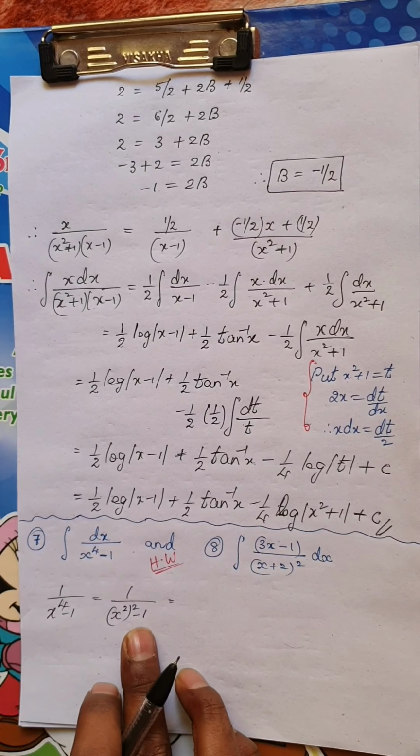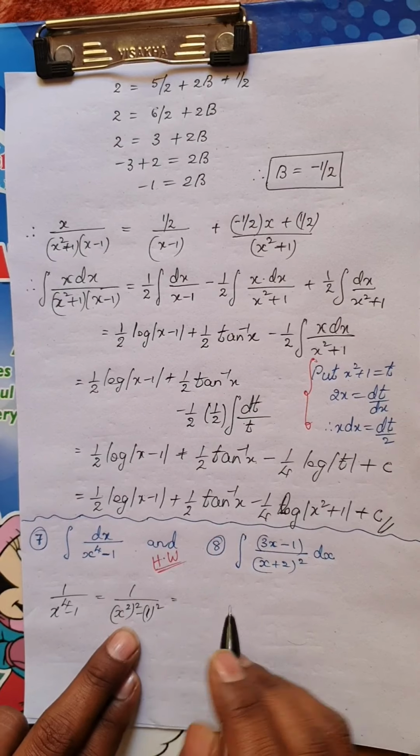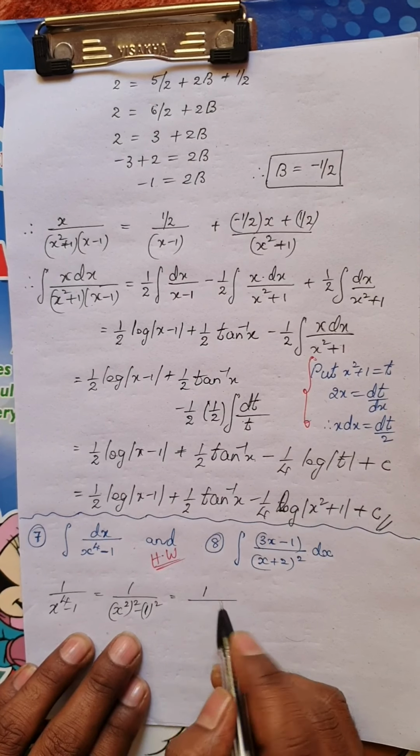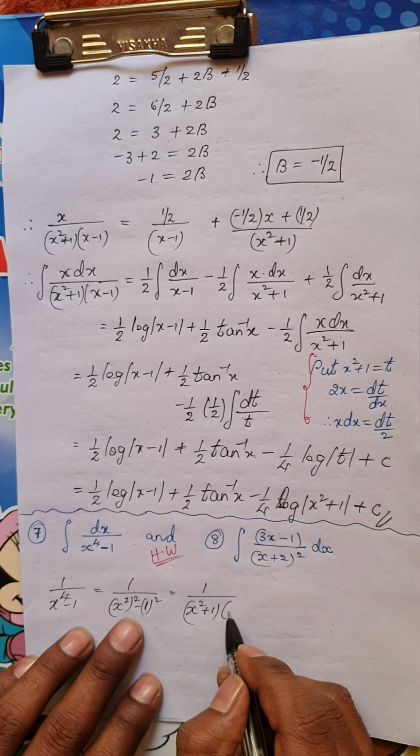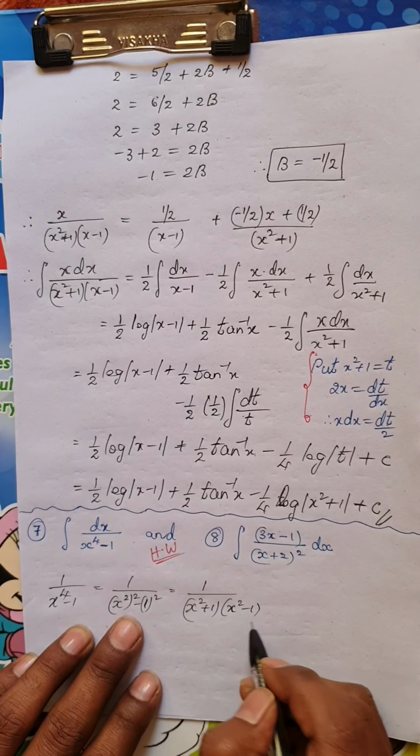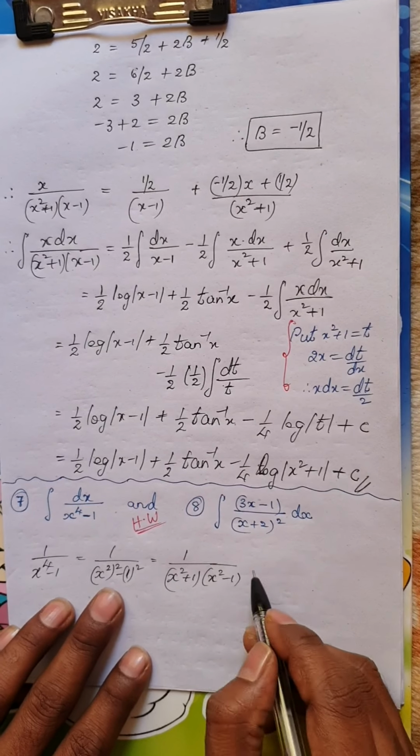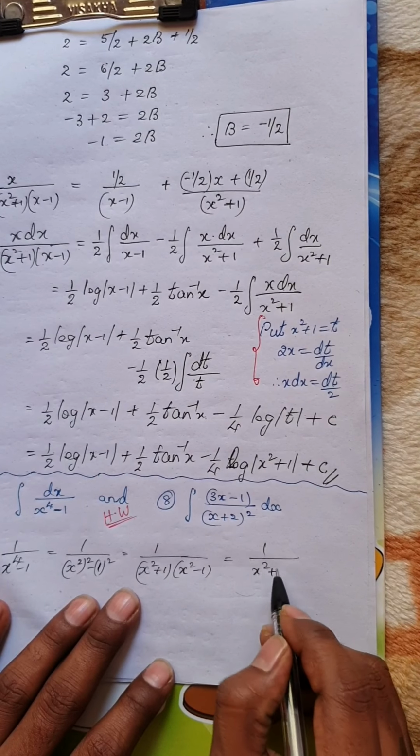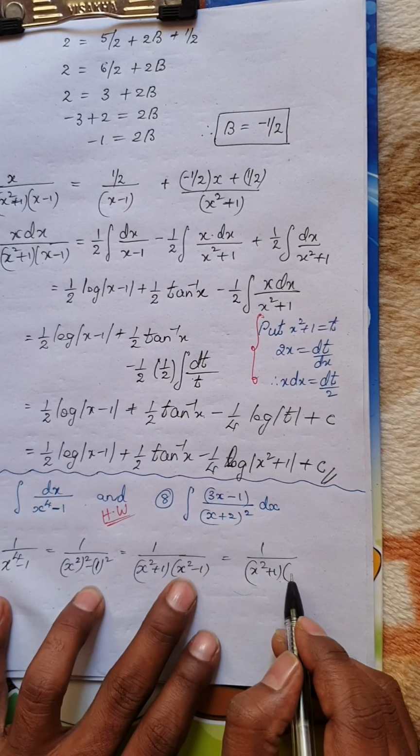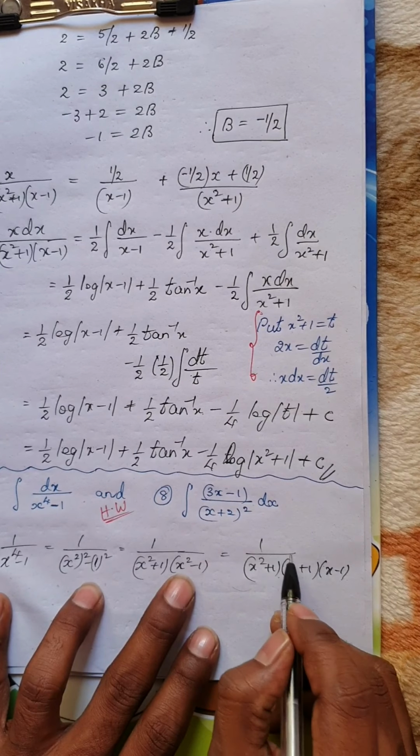So this is of the form a plus b into a minus b, so 1 can be written as 1 square. So a square minus b square can be written as a plus b into a minus b. So that is x square plus 1 into x square minus 1. Is it clear? So this can be written as 1 divided by... you do not have any other option for this, x square plus 1 as it is. This is of the form x plus 1 into x minus 1.